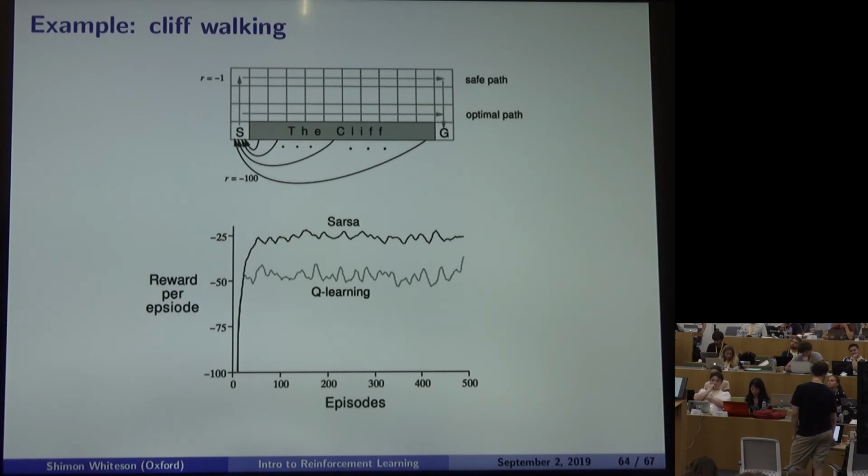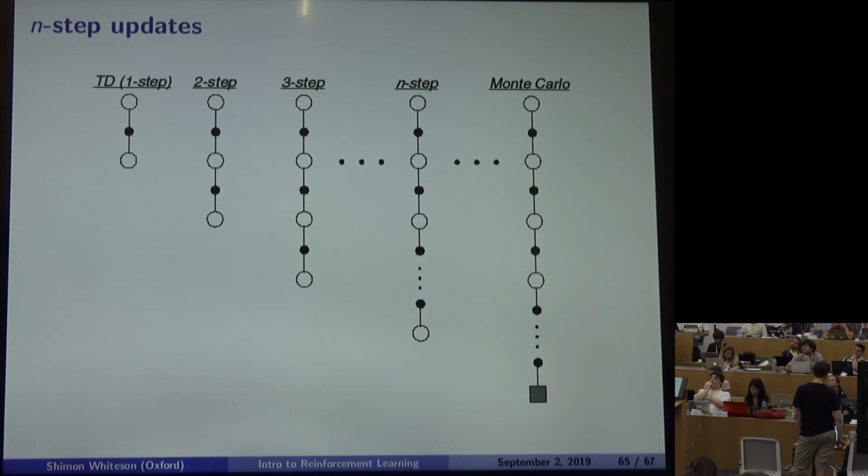So which one you prefer depends a lot on how you're going to use the learned policy. Okay, so there's one more step to this puzzle, which is a whole topic unto itself, but I will just briefly mention. This is kind of like a middle ground between temporal difference methods and Monte-Carlo methods.